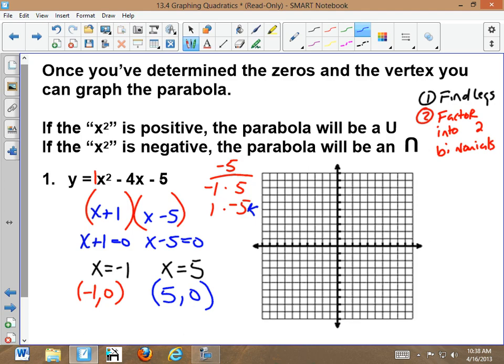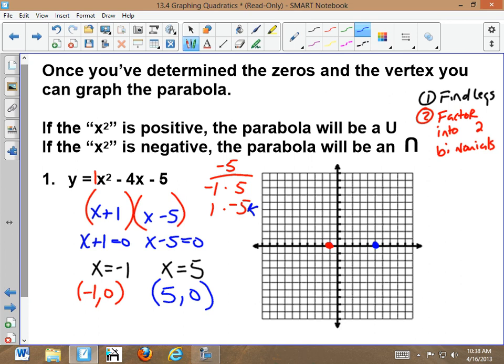Then I go to (-1, 0) and I put my dot. And I go to (5, 0), 1, 2, 3, 4, and put my dot. Notice how I've used the colors. Look how it's color coordinated.